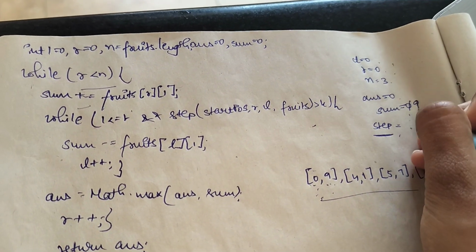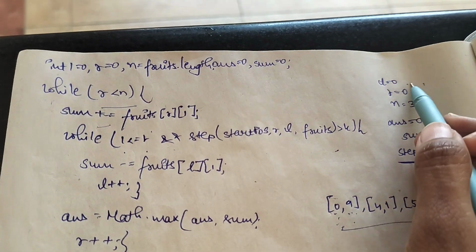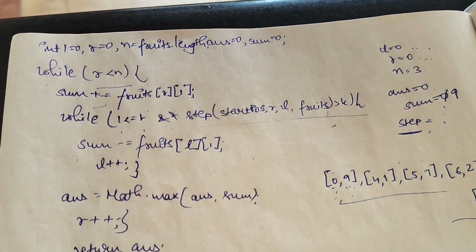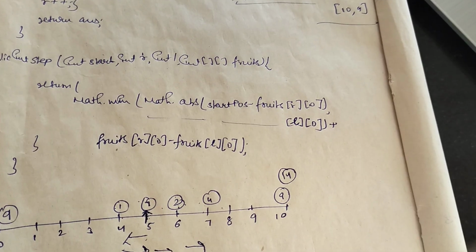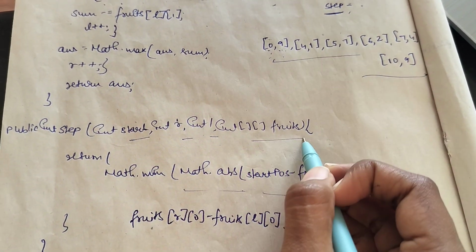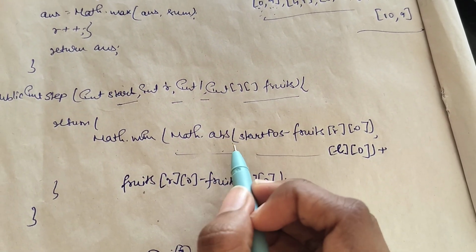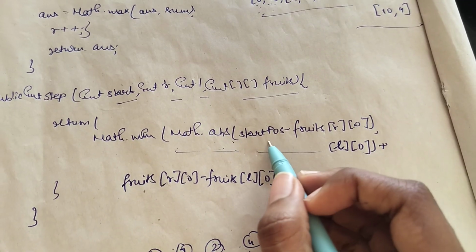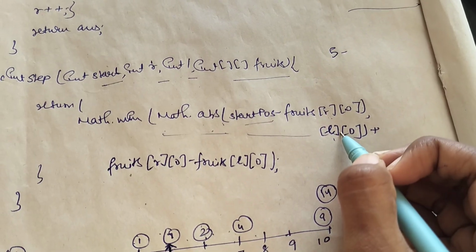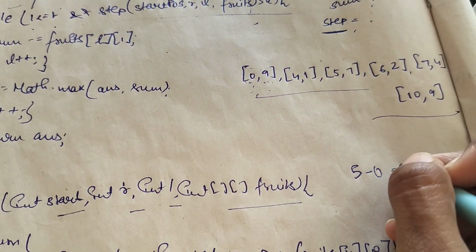Sum will be 9. Now L should be less than or equal to right. This condition is satisfied. Now I have to check this condition, so for this I made another function. There I am going to take the start position, right and left pointers, and the fruit 2D array. Now we have to return max of absolute values, because distance can't be negative. The start position in this case is 5, and since R and L are both 0, the value will be the same. It is taking the 0 element, so 5 minus 0 is equal to 5.